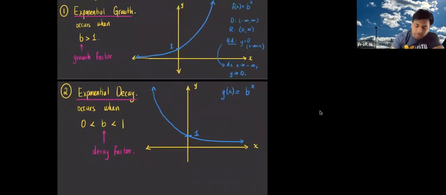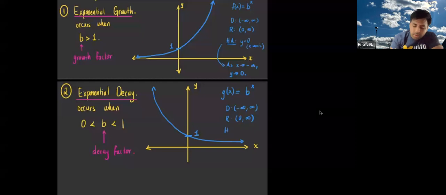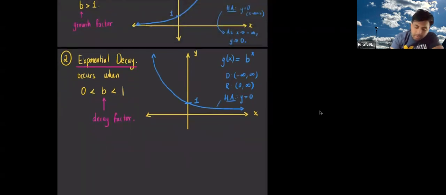So it's going to have all of the characteristics as the previous one, with the domain being all real numbers, the range being everything from 0 to infinity, and the horizontal asymptote also being y equal to 0. The only difference is the following. Part A: as x approaches positive infinity, y approaches 0. Part B: as x approaches negative infinity, y approaches infinity.